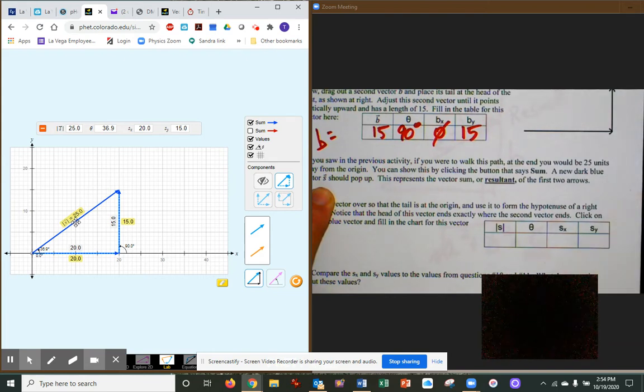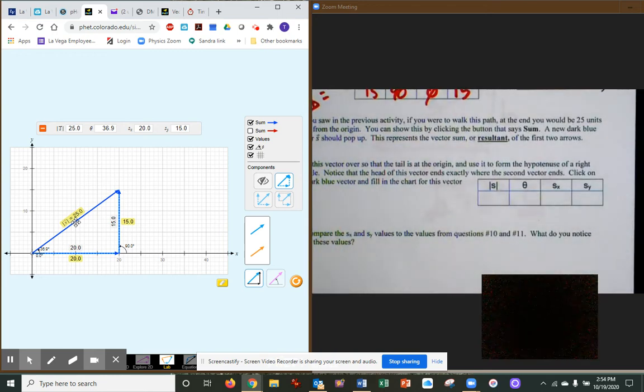So in terminology that you're going to hear, we've just added those two vectors to get the resultant. Okay? This could have been force, this could have been velocity, this could have been in meters. As long as all the vectors are the same, you added the two vectors. So drag the vectors over so that the tail is at the origin and use it to form the hypotenuse of the right triangle. Already done that. Notice that the head of this vector exactly matches where the second vector ends. Click on the dark blue vector and fill out your chart.